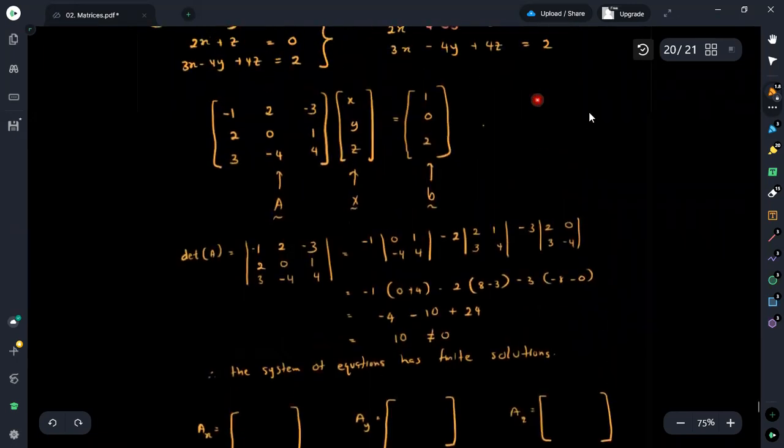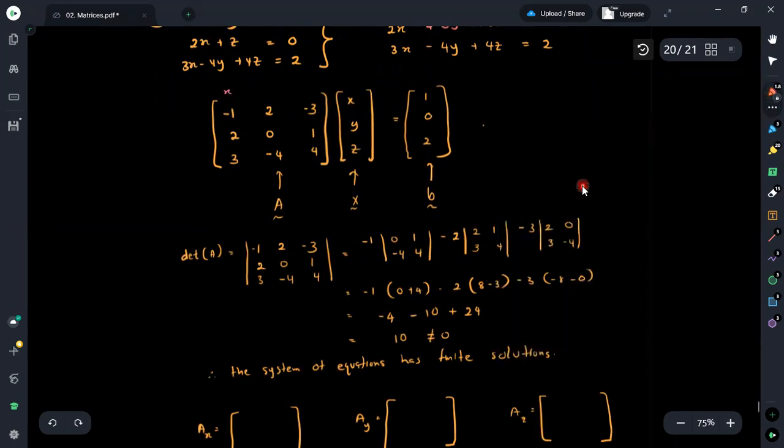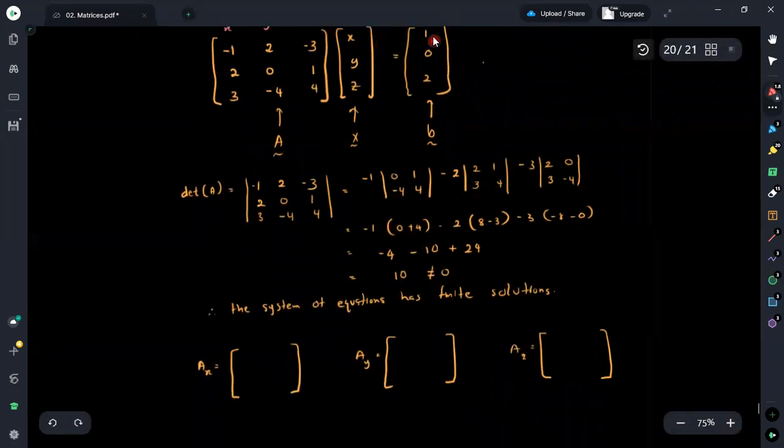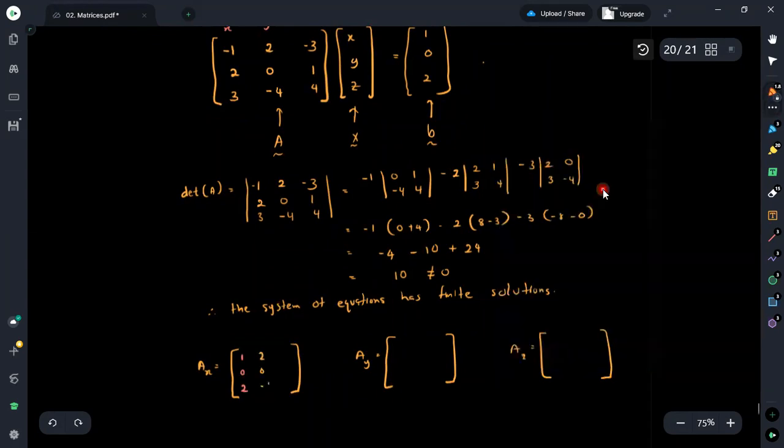Then, if I identify the variables, I will get it as here. These are the coefficients associated with X, the coefficients associated with Y, and the coefficients associated with Z. For taking the values associated with the variable X, we can replace the first column with the constant terms. Then here it is 1, 0, and 2, and the remaining elements have to be written down. The remaining elements are 2, 0, and -4, then -3, 1, and 4.